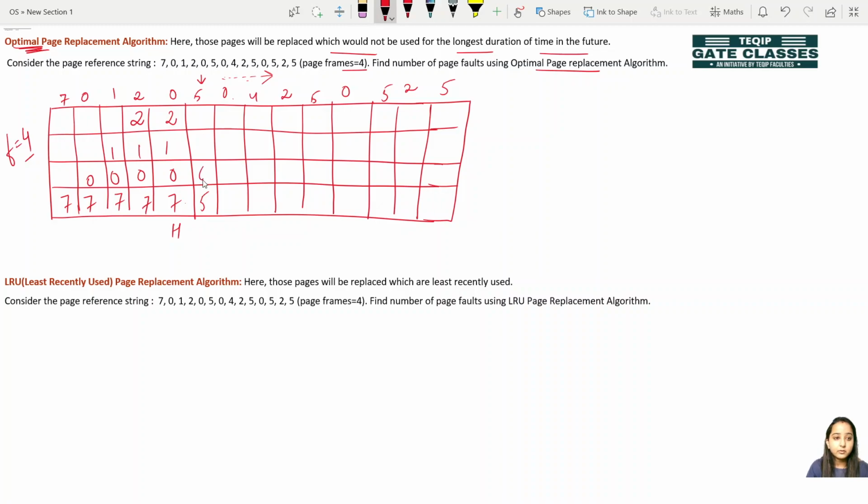Okay. So let me suppose I am replacing with the 7. You can replace with 1 also. Next 0 comes. 0 is already present. So here it occurs.